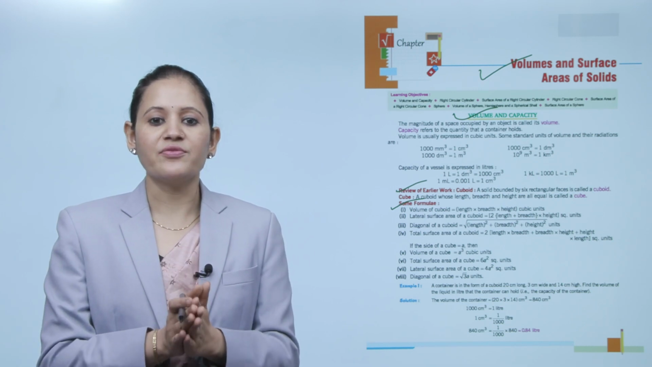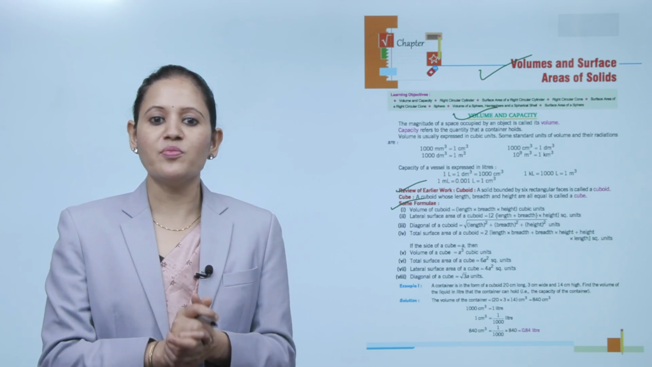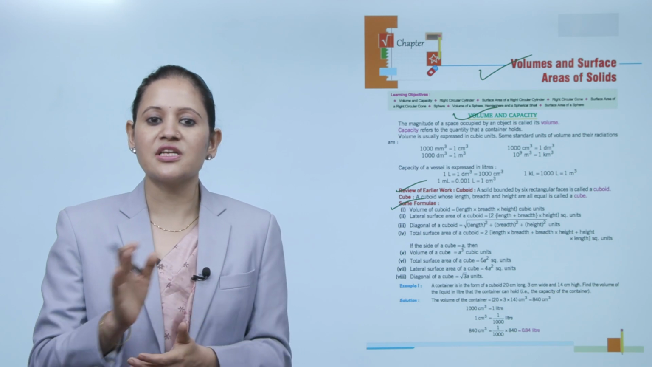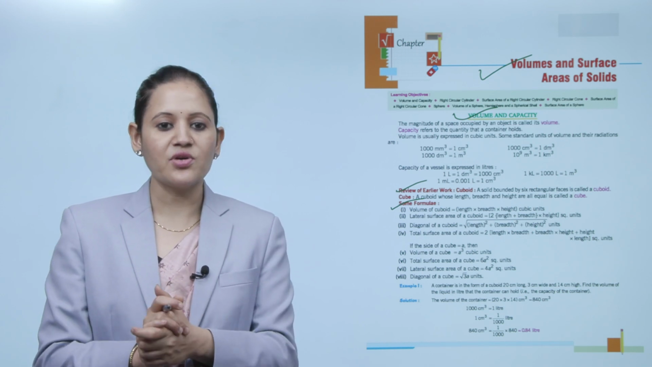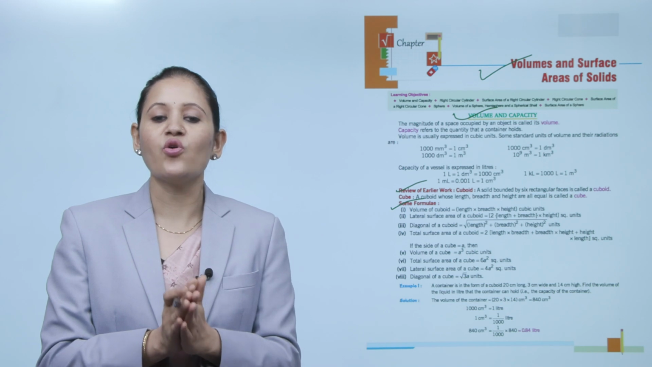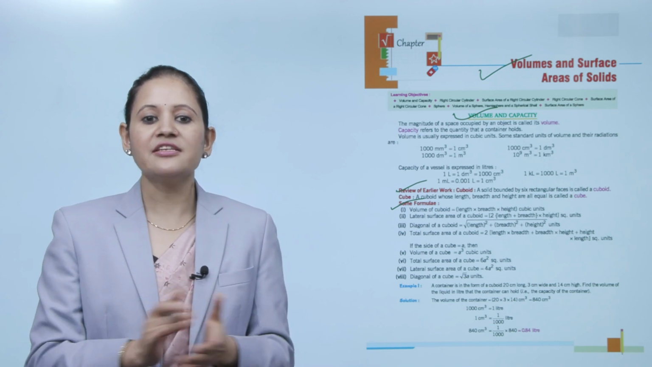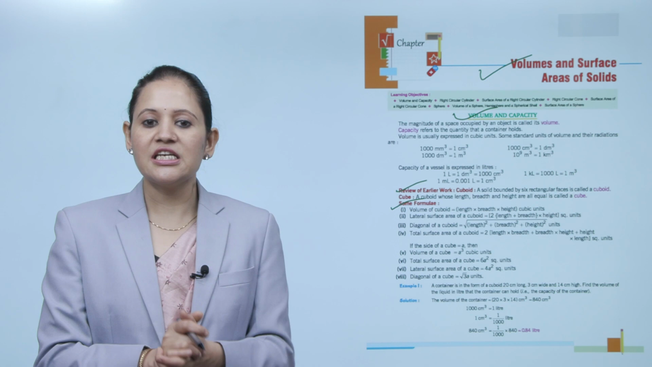If the side of the cube is A, then the volume of the cube is A cube, cubic unit. Total surface area of the cube is 6A square, square unit. Lateral surface area of the cube is 4A square, square unit. And the diagonal of the cube is root 3 A, unit.